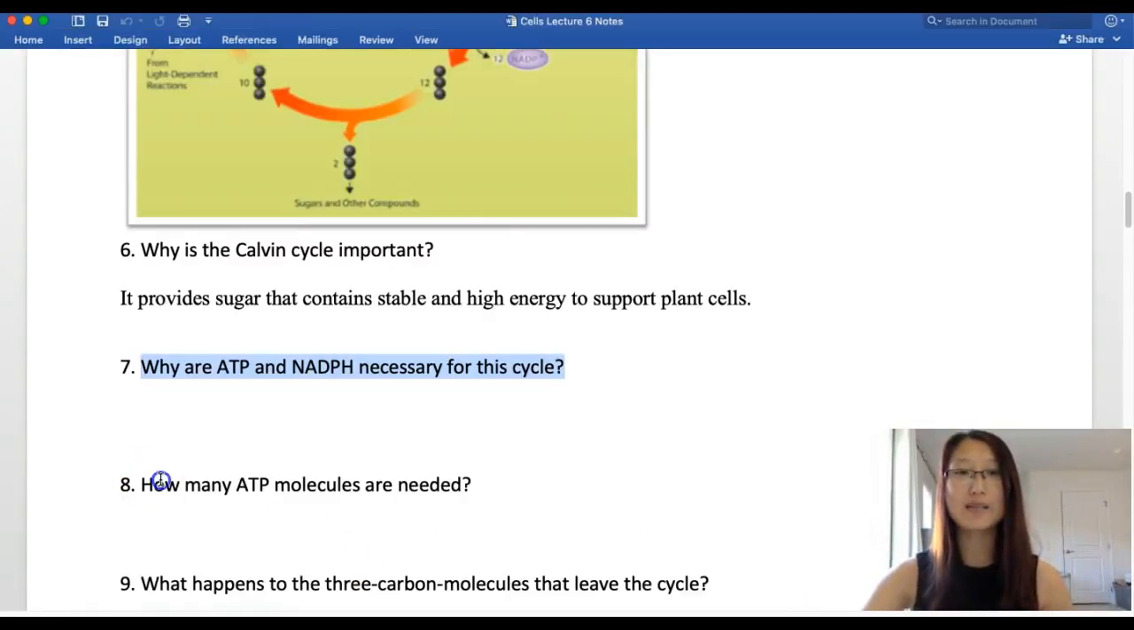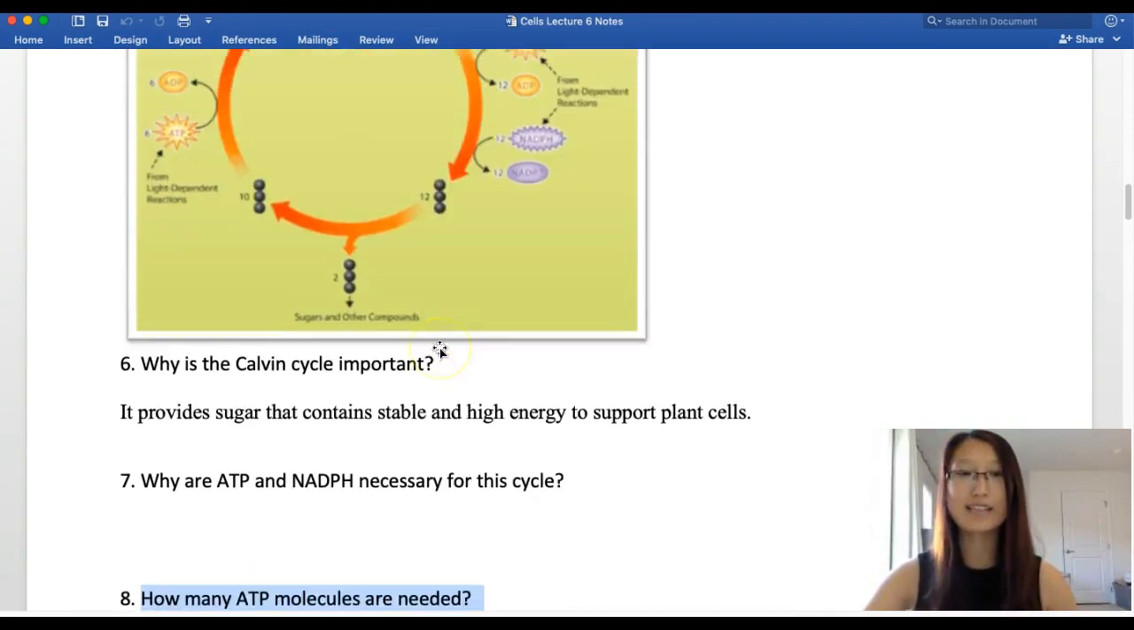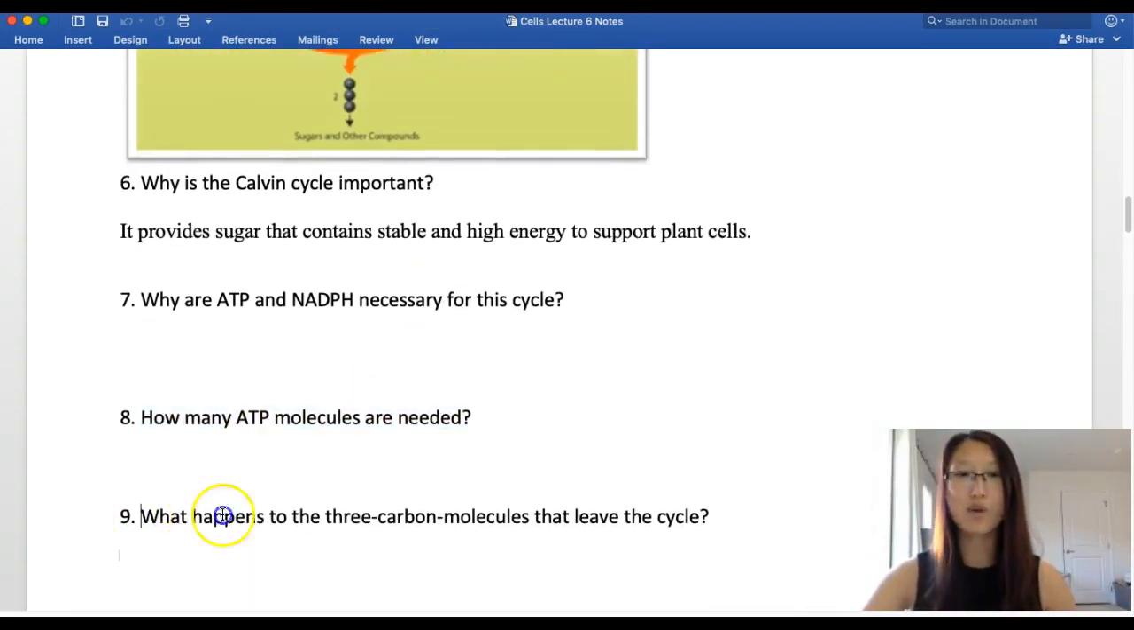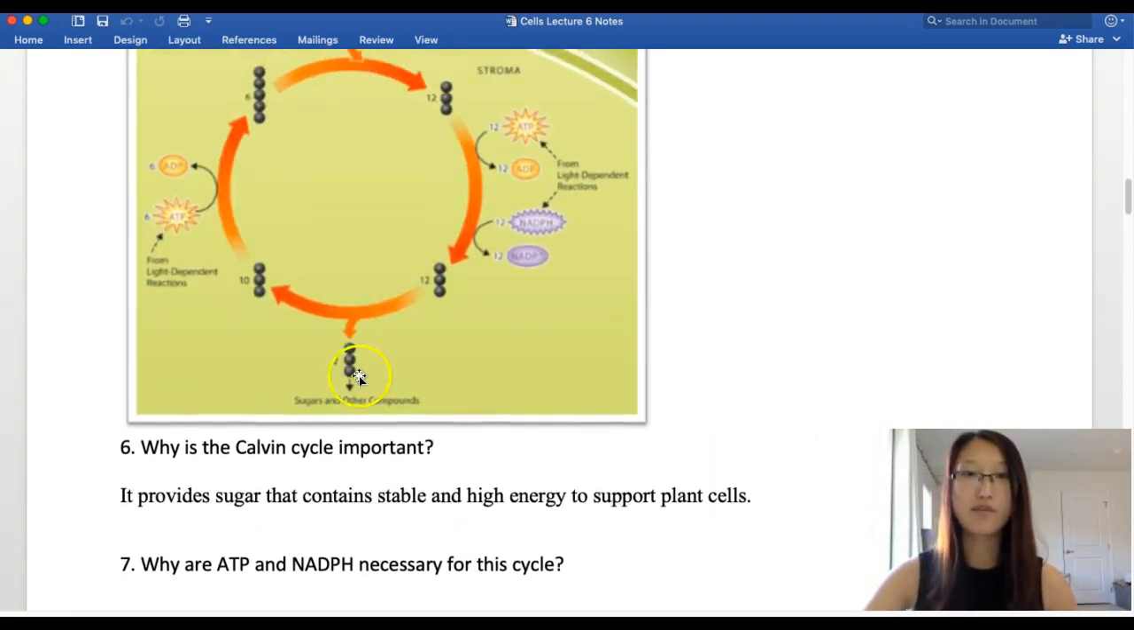And then how many ATP molecules are needed? If you just count, 12 plus 6 equals 18. And then the last question is, what happens to the 3 carbon molecules that leave the cycle? The 3 carbon molecules that leave the cycle become sugar and other compounds.